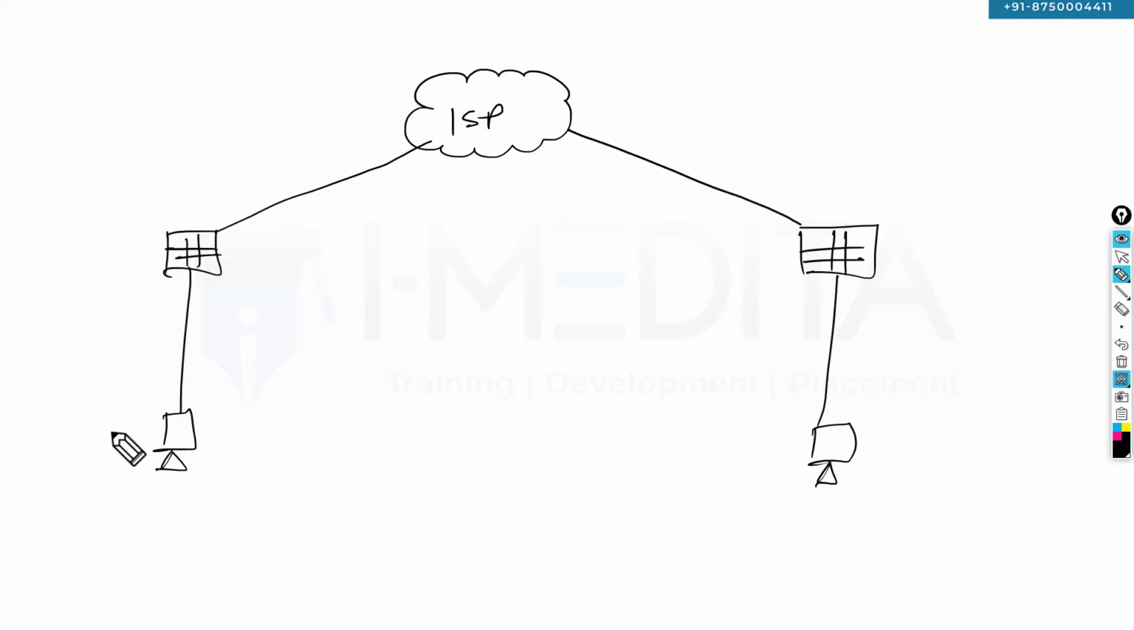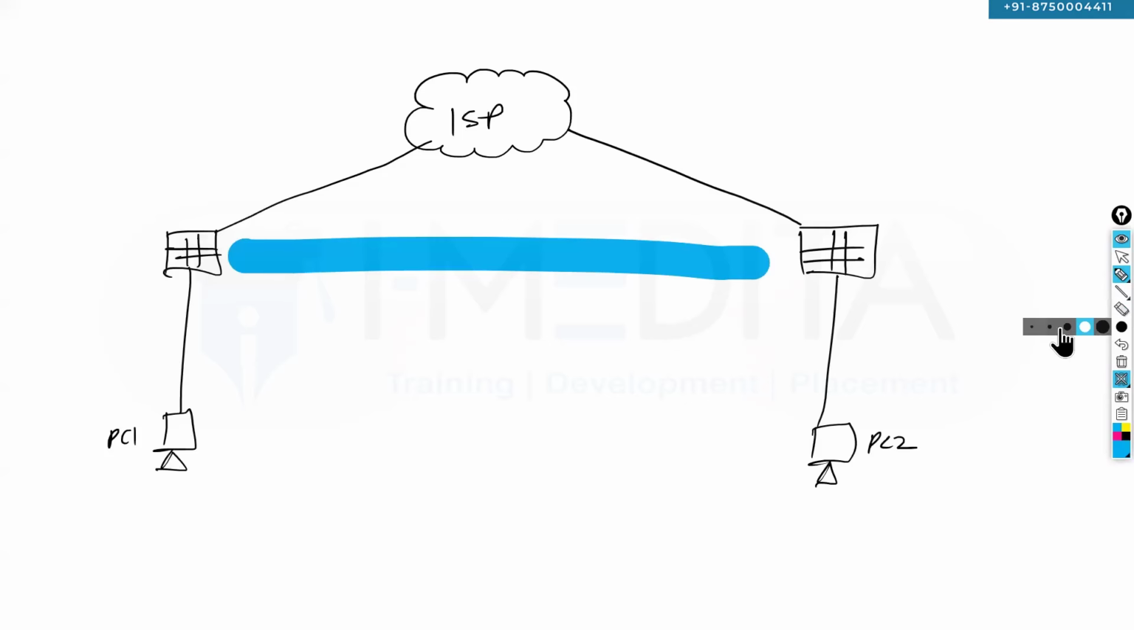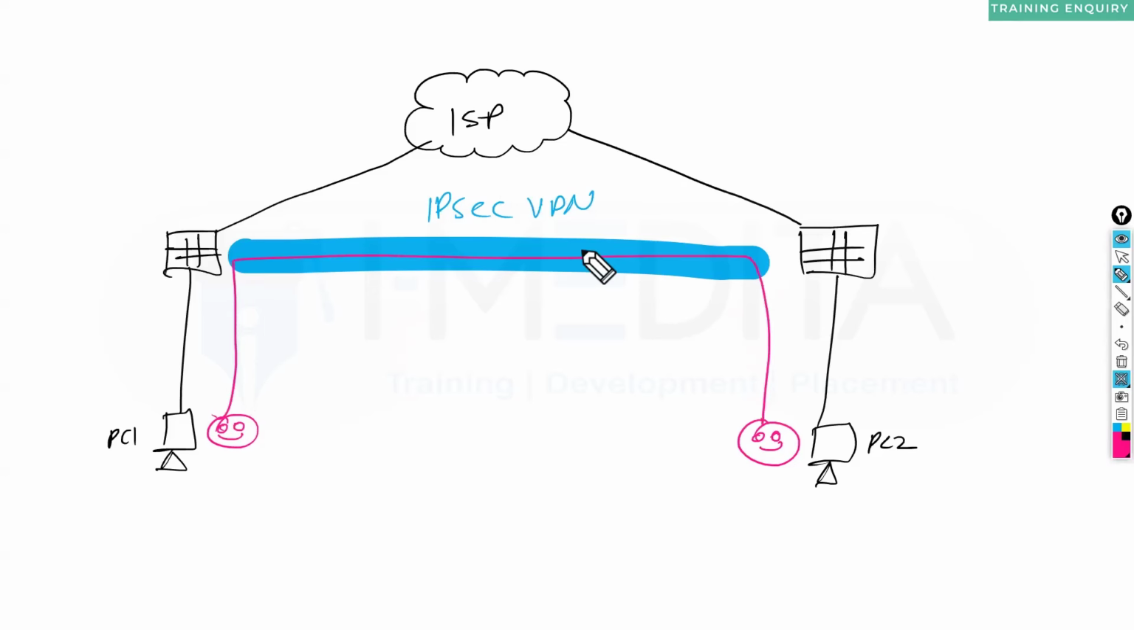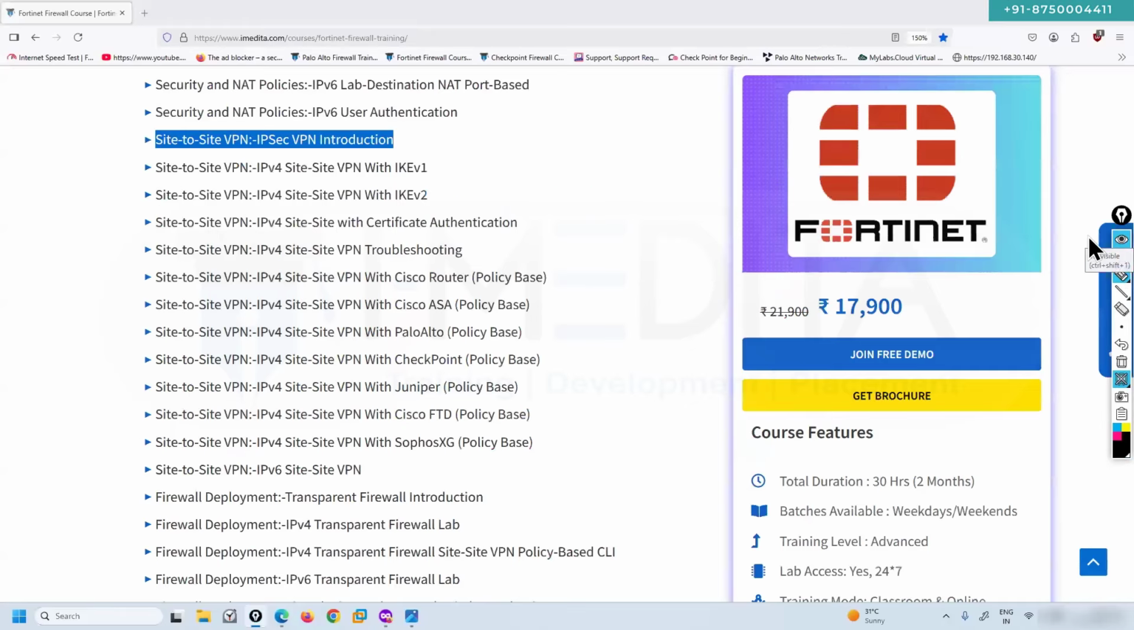Now we want PC1 to be able to communicate with PC2. For that, we will configure IPsec VPN between these two firewalls, and with the help of IPsec VPN, users in branch 1 can communicate with users of branch 2 over internet in a secure way. So site-to-site VPN or IPsec VPN is configured between two branches or multiple branches. So here we will learn theoretical and practical.